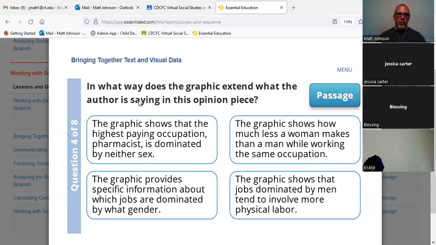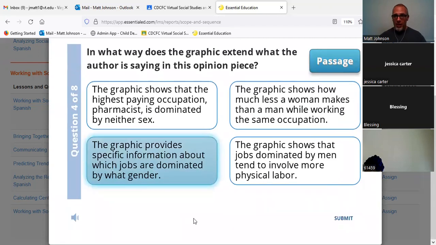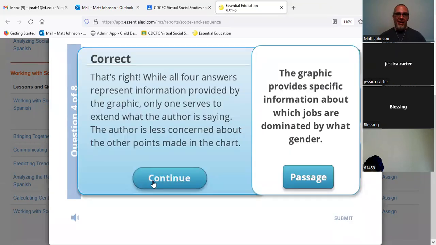So then, in what way does the graphic extend what the author is saying? The graphic provides specific information about which jobs are dominated by what genders. It shows that, so that supports it: 80% of men or more in fields like engineering and accounting and what have you. But you may have noticed something about that information, and we're going to get a question about that here.